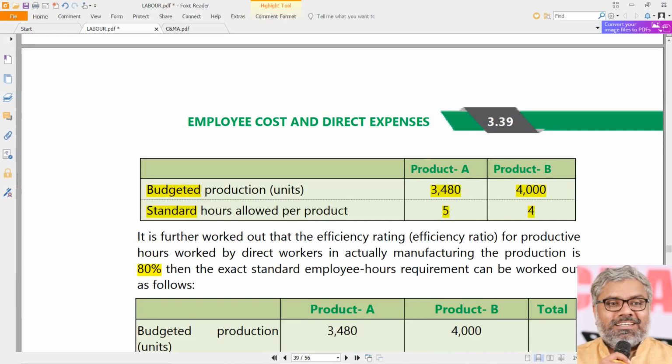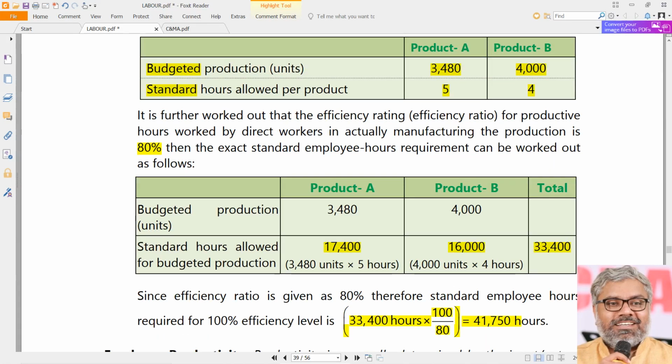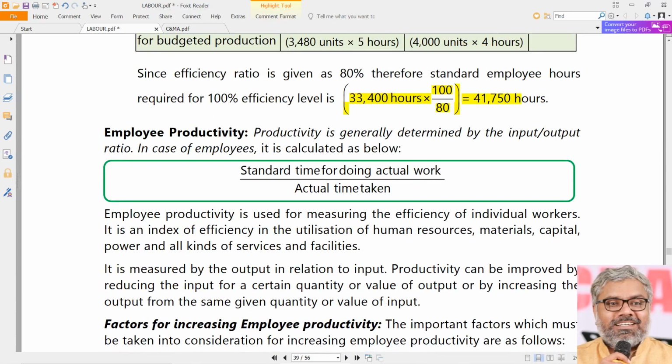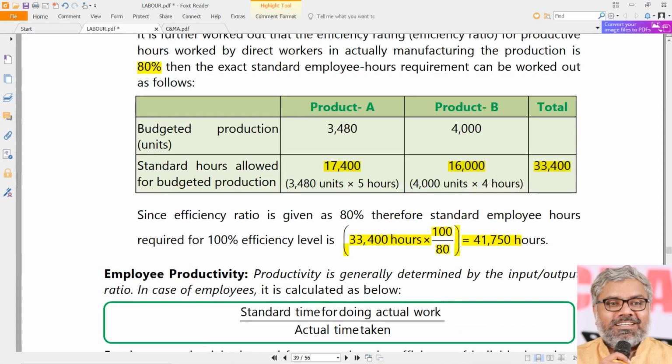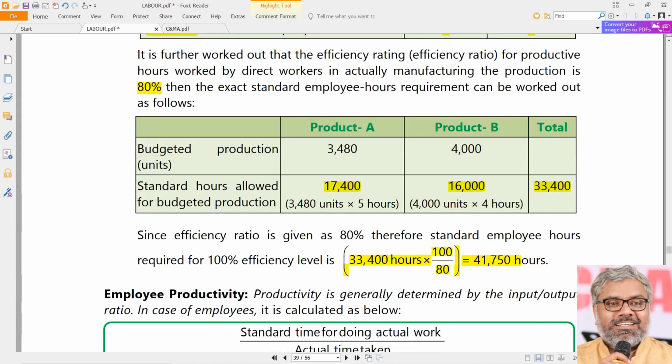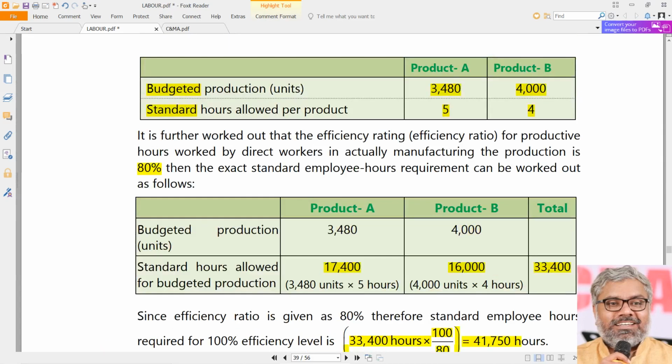This is a logic that is required, particularly useful even in the topic of standard costing, or separately also certain formula based questions can be given on this. But logic is more important to be understood. First of all, if the worker is working at less than 100% efficiency, he will take more hours than what he is supposed to take. That we should understand. Then it is easy to apply the formula. Budgeted hours or standard hours, multiplied with 100 divided by percentage of efficiency. That is how we can get actual hours which are taken here, right?